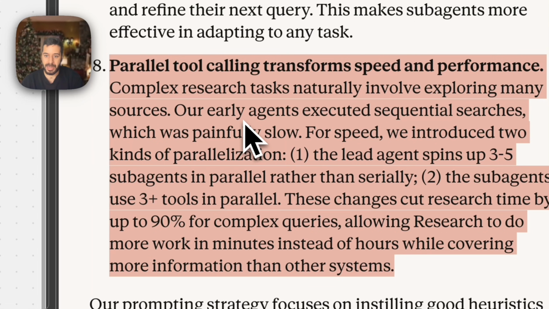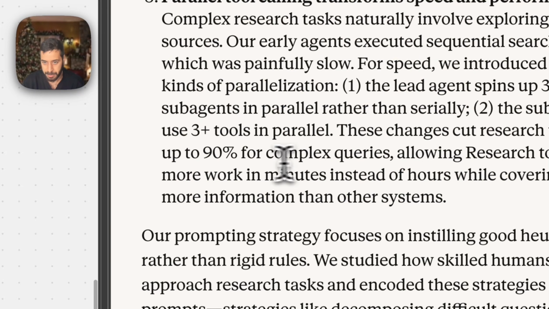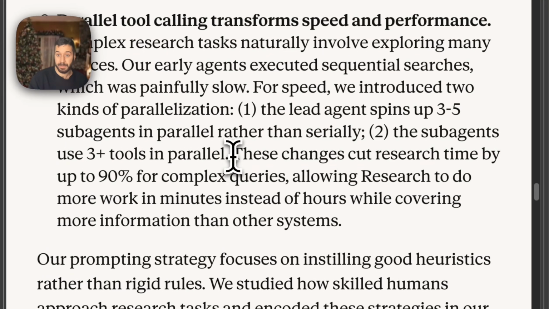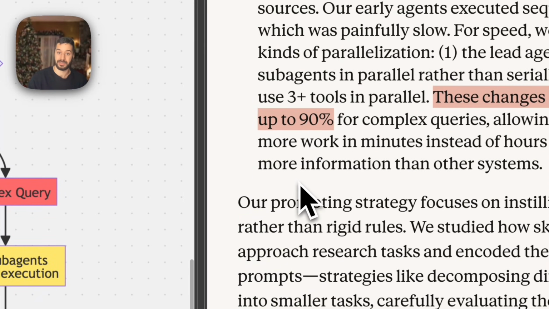The last lesson now is parallel tool execution. So parallelism is very important. Not only do the sub-agents execute in parallel, but also within the sub-agent, the tools execute in parallel. So it's like extensive parallelism, and this also drops the execution time. Here they say like 90% for complex queries. So this parallelism implementation actually cut down the research time by 90%. So this is very significant.